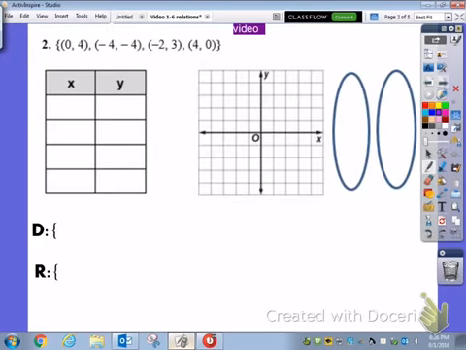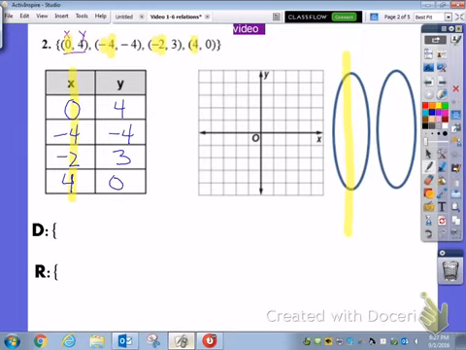Now, let's try this. So I have some ordered pairs for you, and I'm going to do number 2, and I'm going to have you go back and do number 1. On number 2, these are my ordered pairs. Now the first number is always your x, the second number is always your y, okay? So remember, this column is your x column, so that's always the very first number, okay? That always goes first. So I have 0, and then 4 goes in the y. Negative 4, and then negative 4. Negative 2, and 3, and then 4, and 0, okay?